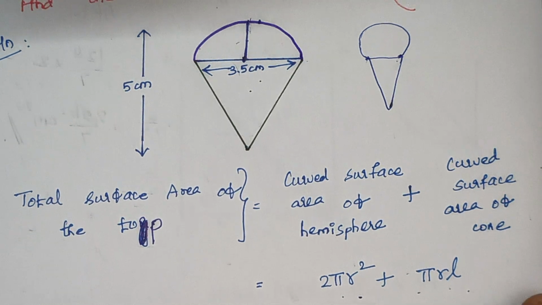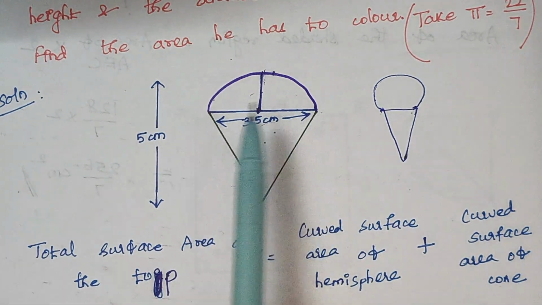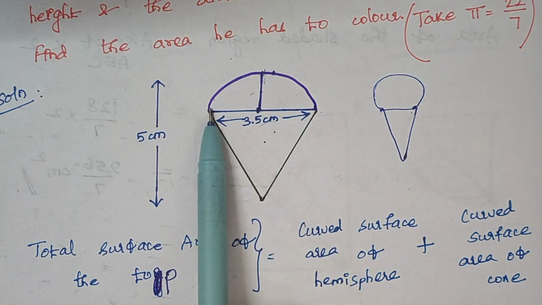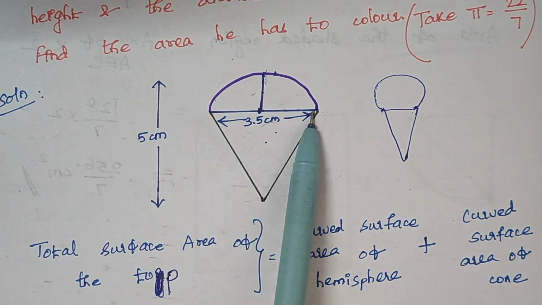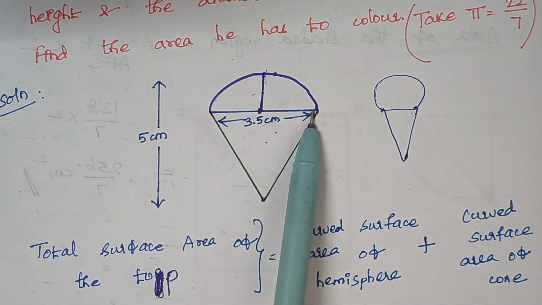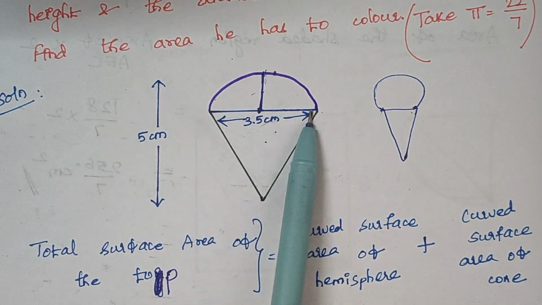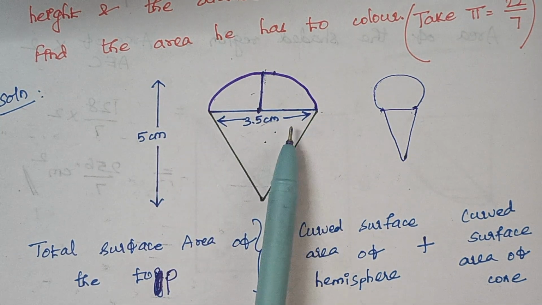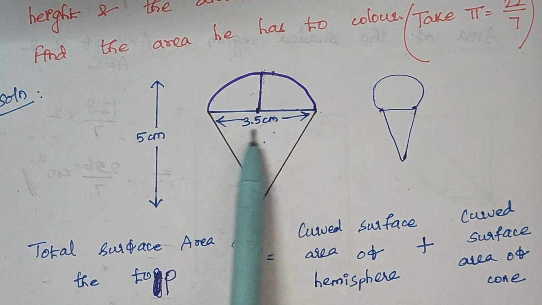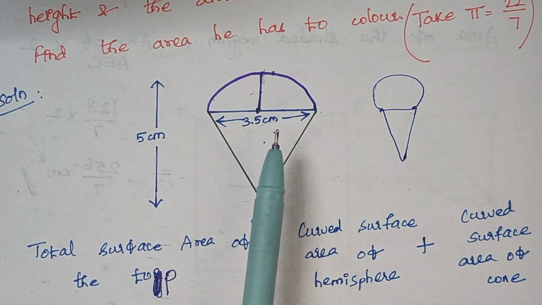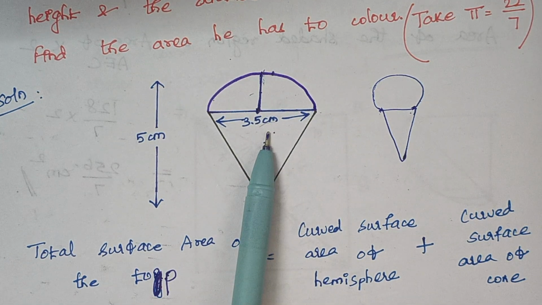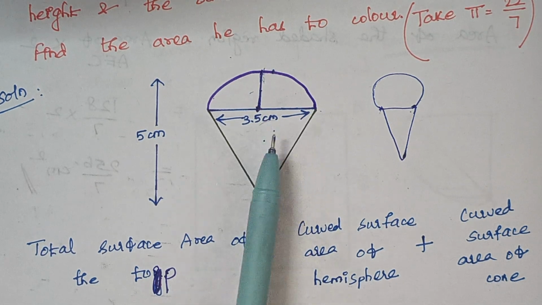As a first thing, just consider this hemisphere, right? This is the diameter of this hemisphere. Yes or no? What about the radius? You have to divide it by 2. So here it is 3.5, and you have to divide it by 2. So it will be 3.5 by 2.